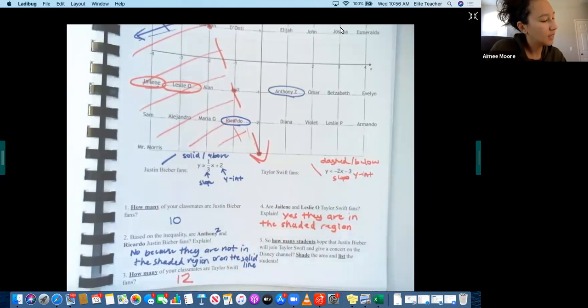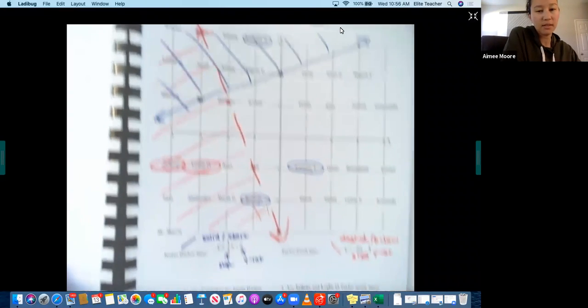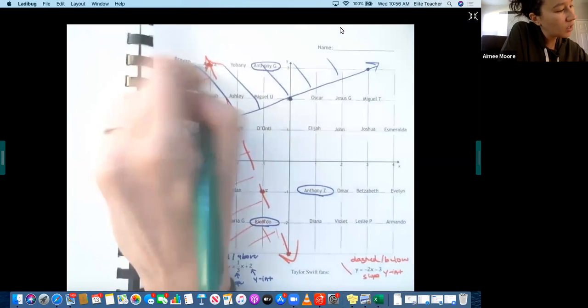And then number 5 says, how many students hope that Justin Bieber will join Taylor Swift and give a concert on the Disney Channel? Shade the area and list the students. So that means which students are Justin Bieber and Taylor Swift fans. That's just this little section up here.